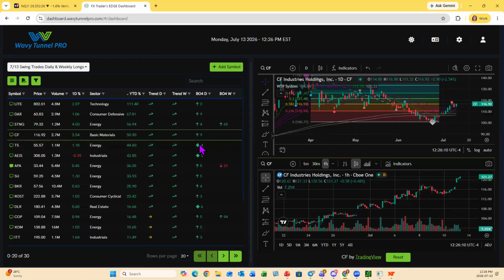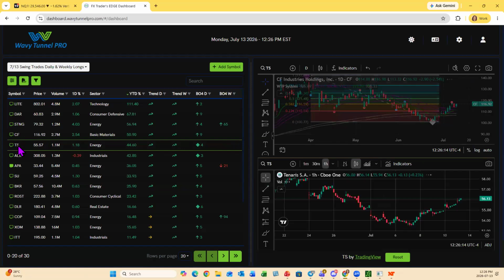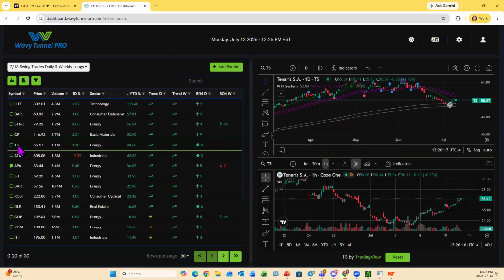The next one is a diamond. So this is a ready. We did not cross above the filter. Didn't have the momentum yet to break through the filter, but it will today on tonight's close. Why? Because the current price is trading at 56 and we closed at 55.57.